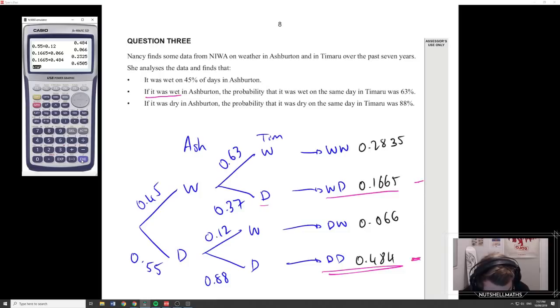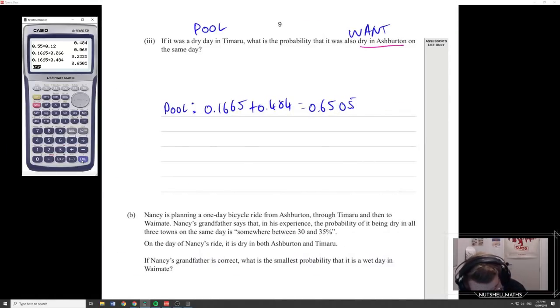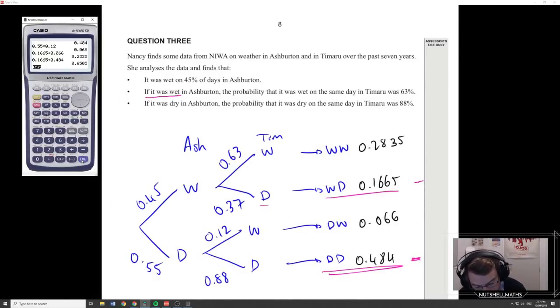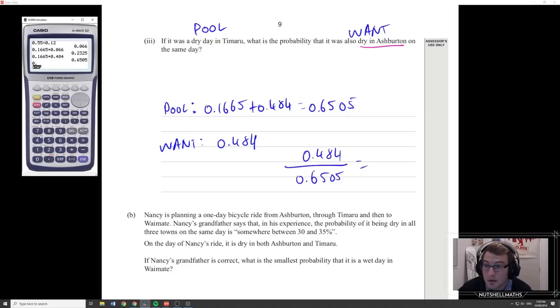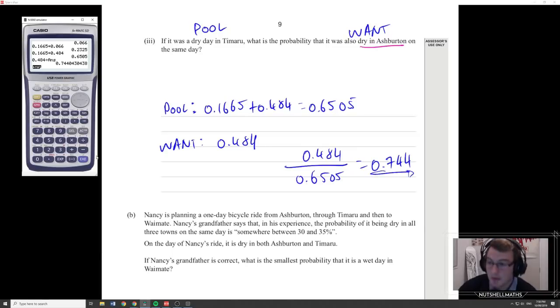So we must choose from this or this. But we want the one where it's dry in Ashburton. This one is dry in Ashburton. This one is dry in Ashburton. So we're going to use this one as our want. Our want is 0.484. You'll notice that whenever you do these conditional probability questions, this number is one of the numbers that are in here. So want over pool, we do 0.484 over top of 0.6505, divided by that one, 0.744. Done deal. Merit question.